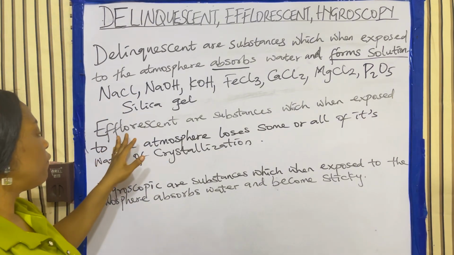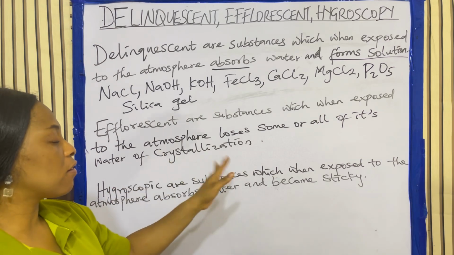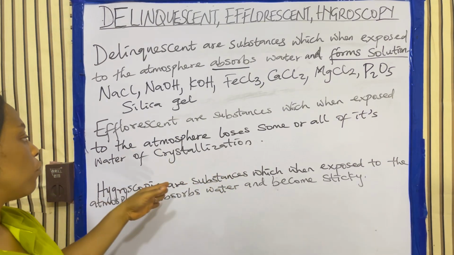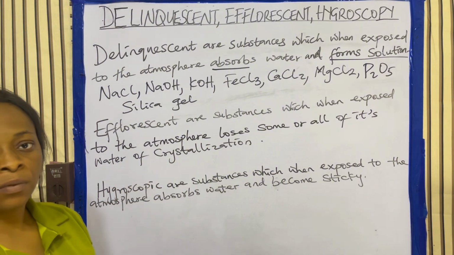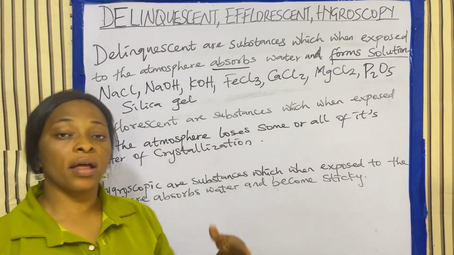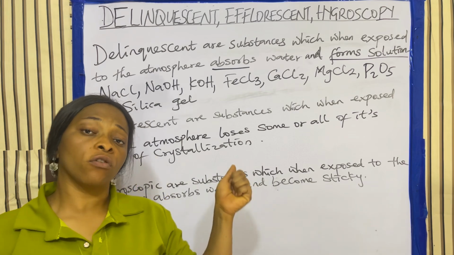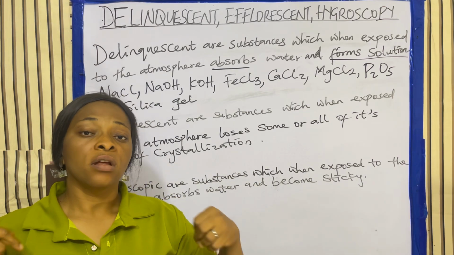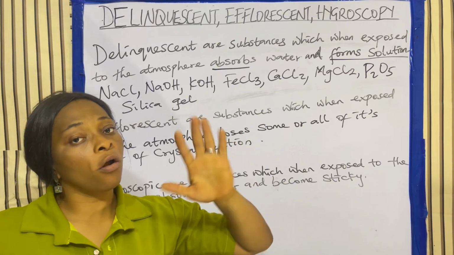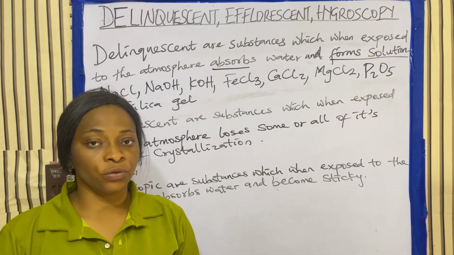Then we move over to efflorescent. Efflorescents are substances which, when exposed to the atmosphere, lose some or all of their water of crystallization. So these are substances that already have water of crystallization. When you expose them to the atmosphere, they do what? They lose some or all of their water of crystallization.